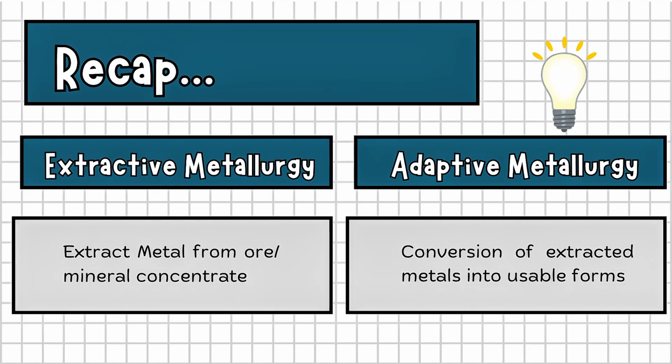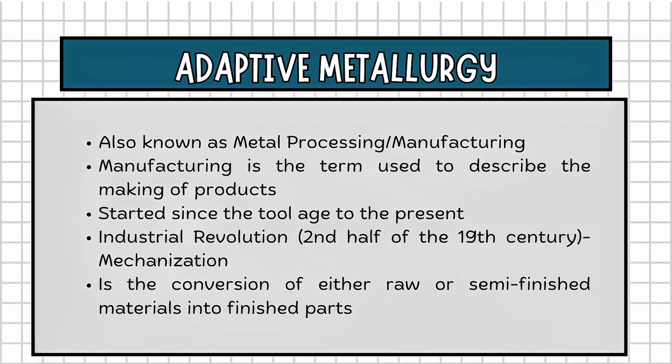We have two major branches, extractive metallurgy and adaptive metallurgy. First, extractive metallurgy. Extractive metallurgy is the process of extracting metals from ores or mineral concentrates. Next, adaptive metallurgy. Adaptive metallurgy is the conversion of extracted metals into usable forms or finished products. In simple terms, extractive metallurgy gets the metal out of the ground, while adaptive metallurgy turns the metal into useful things. Okay, let's proceed to the next slide.